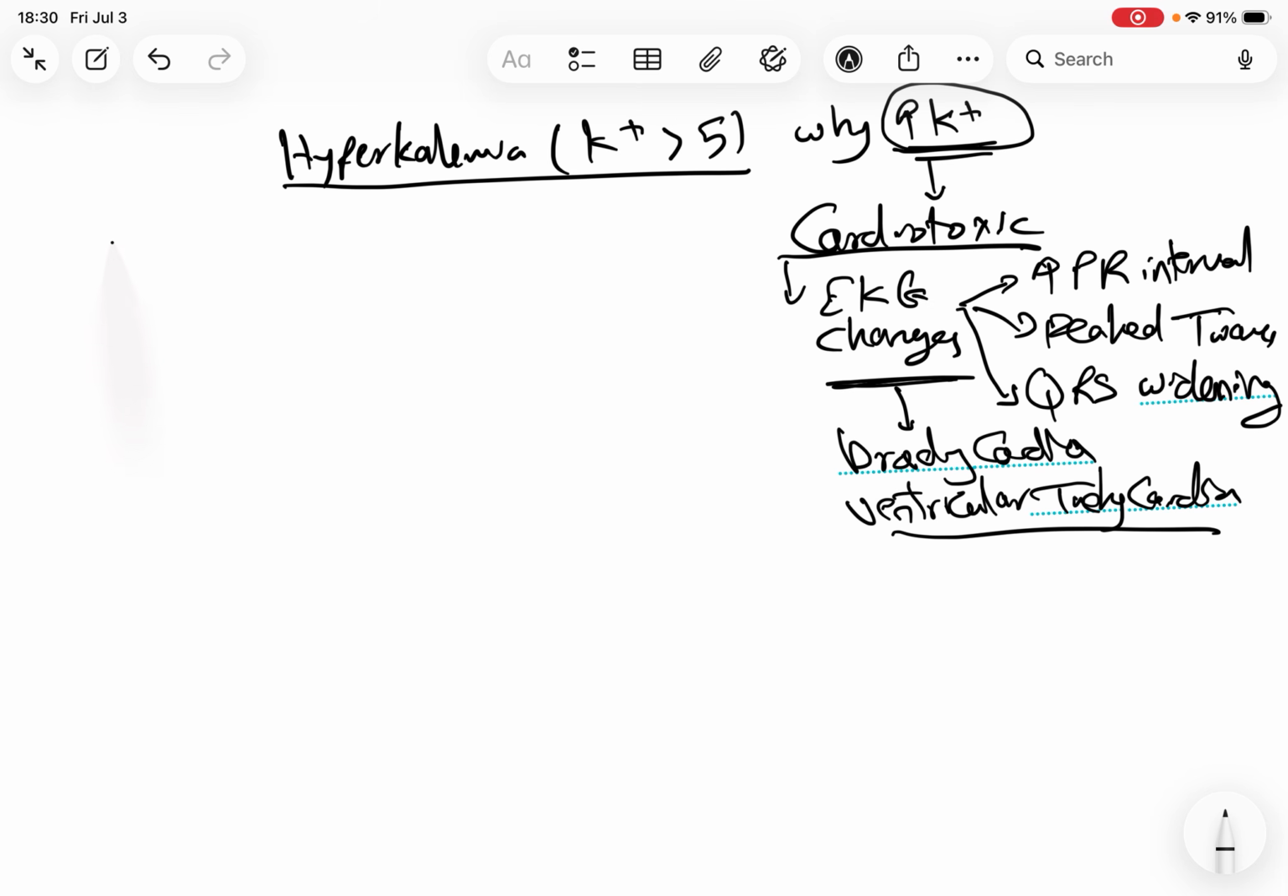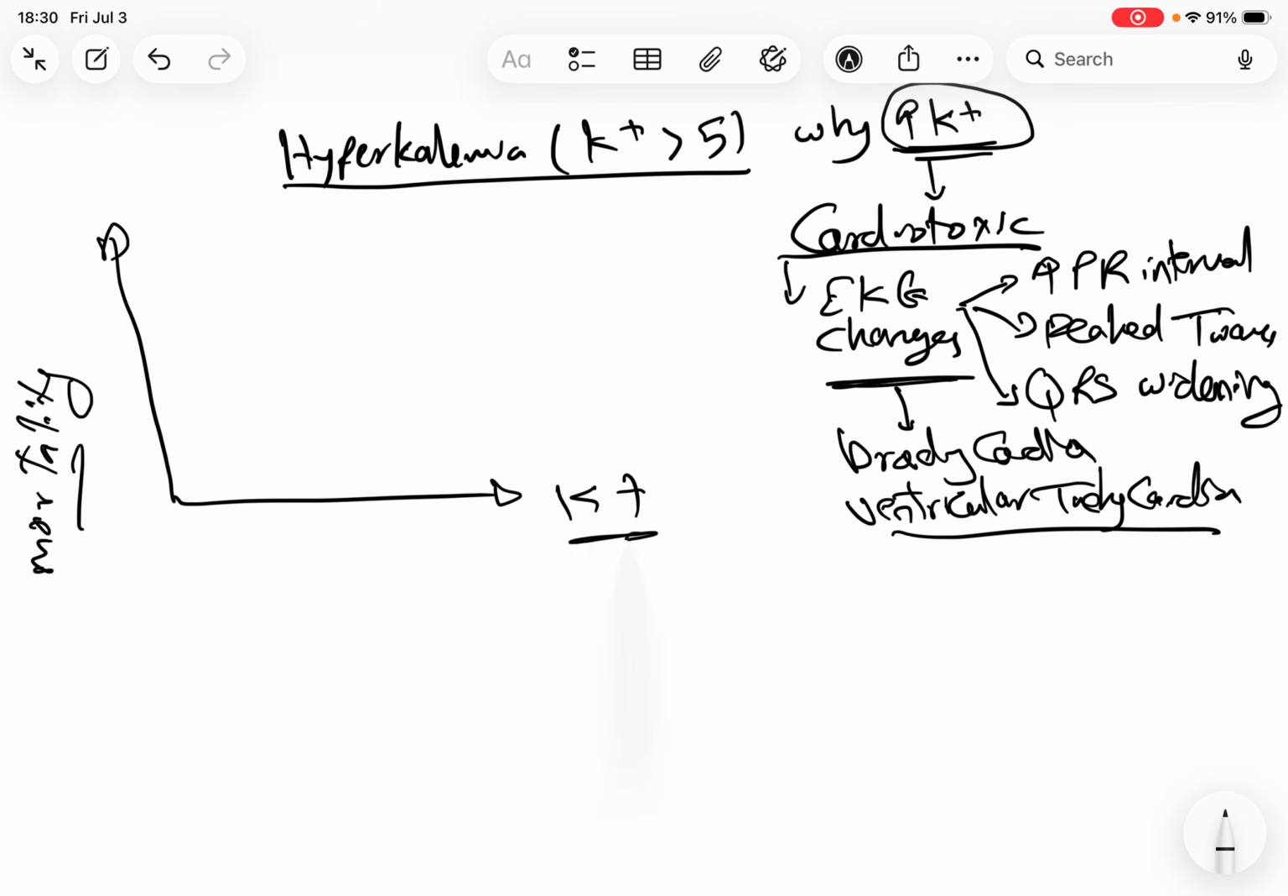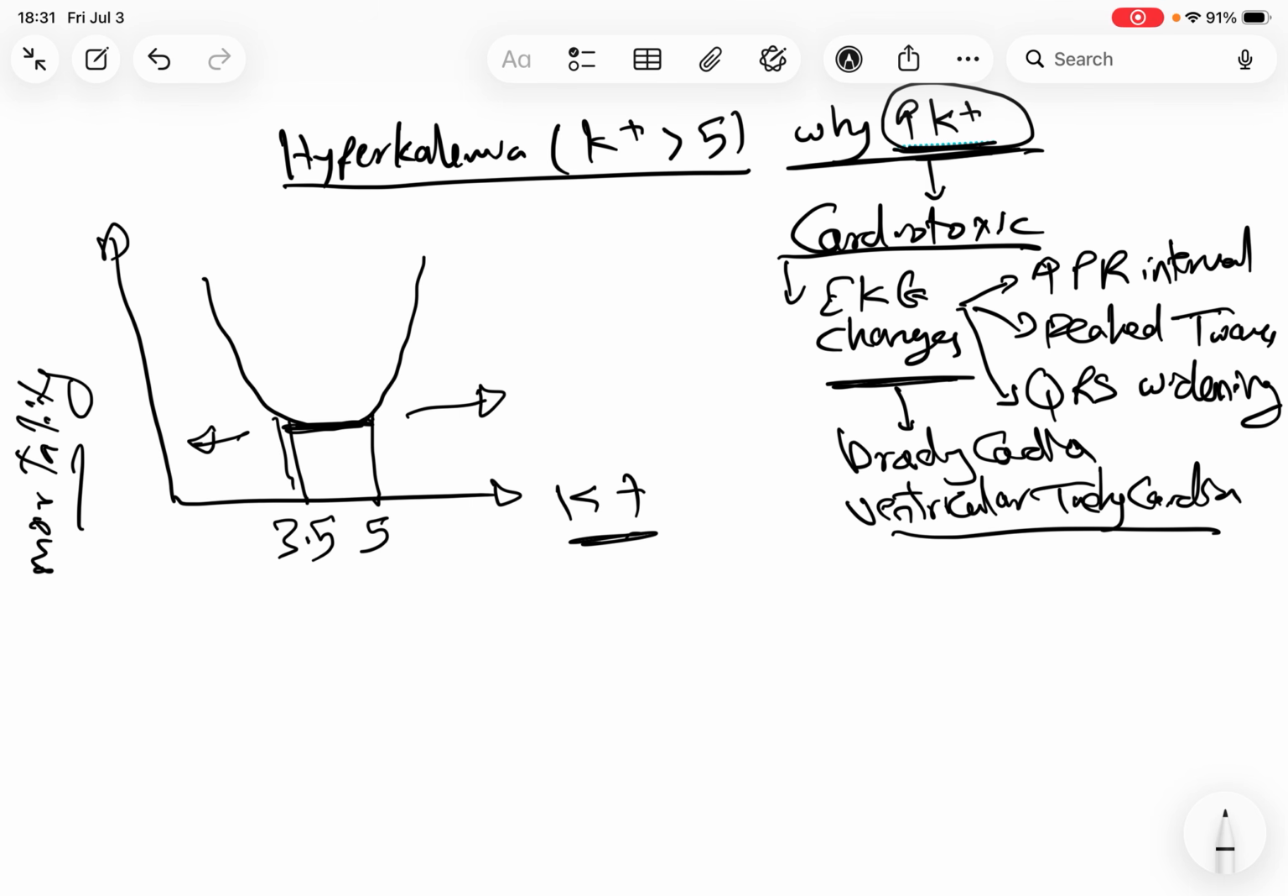Also, it's very important to know that hypokalemia is as dangerous as hyperkalemia. If you look at the mortality rate potassium relationship curve, you will find it's U-shaped, meaning the lowest mortality is at a normal potassium level, but if you have hyperkalemia or hypokalemia, the mortality increases. This means hypokalemia can be as dangerous as hyperkalemia. So this was our first question.